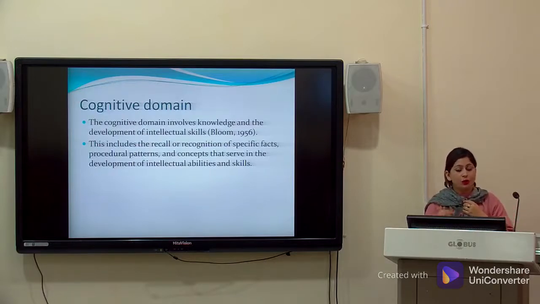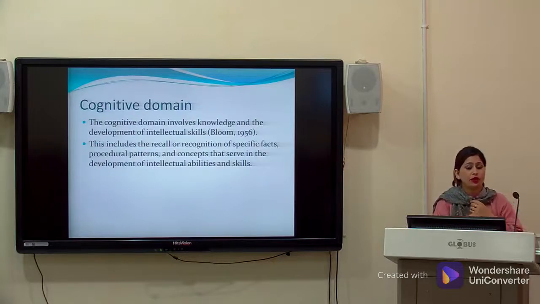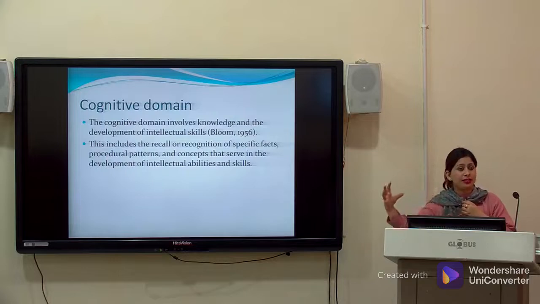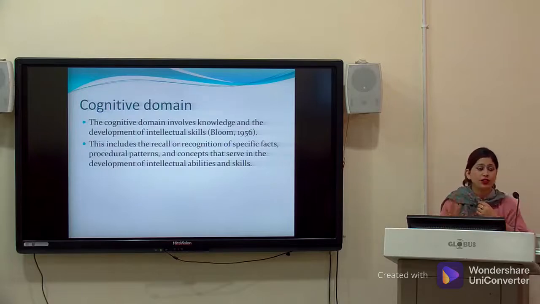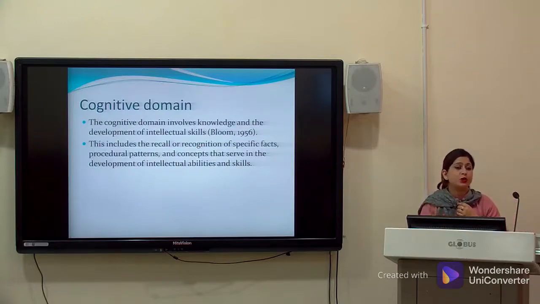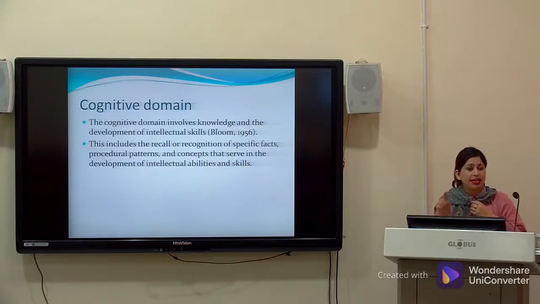So in the cognitive domain, it includes the recall, the recognition of specific facts, the knowledge part, the procedural patterns and concepts that serve in the development. When a person develops intellectual ability, those learning objectives come from the cognitive domain. It starts with the recall part, the knowledge part, and then goes to the framing of concepts, then creating something new. These instructional objectives are linked with cognition. It's linked with the head part, the brain, the mind part, the thinking part.